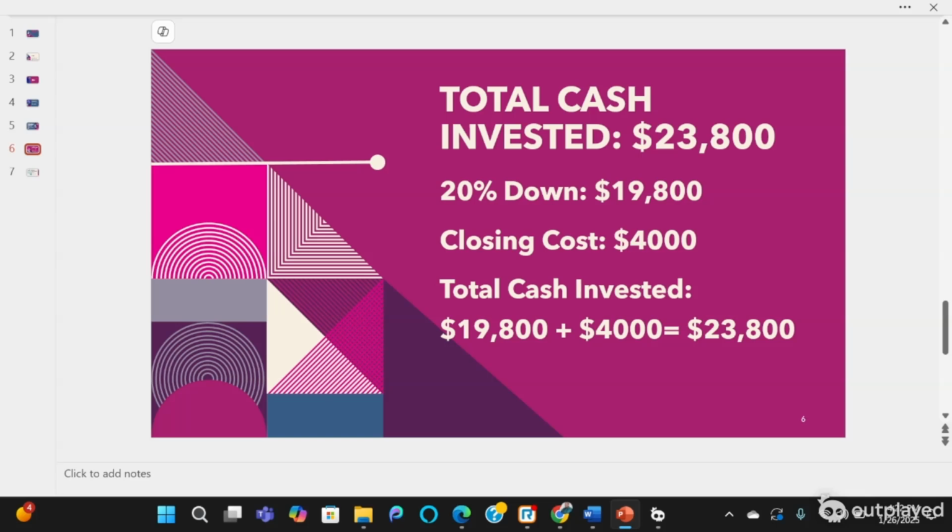Let's estimate the closing costs are about $4,000. And so with that, you add those two together and total cash invested is $23,800. So we added those together. We know what we have.